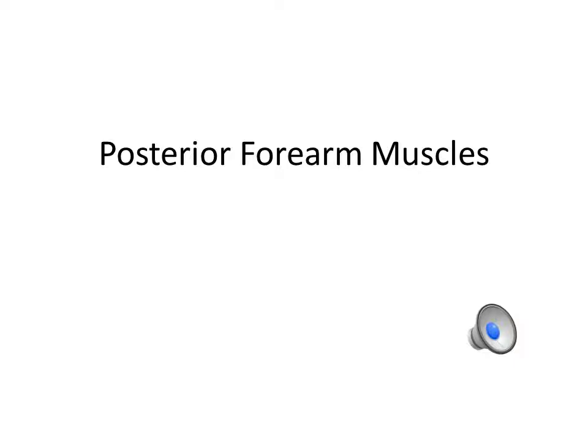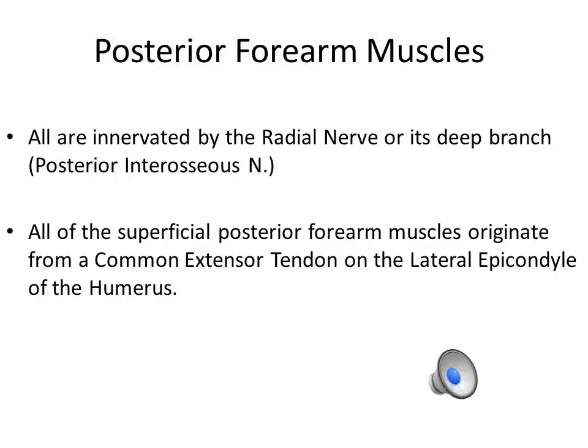Welcome to the lecture on posterior forearm muscles. All the posterior forearm muscles are innervated by the radial nerve or a deep branch of the radial nerve called the posterior interosseous nerve. All of the superficial posterior forearm muscles originate from a common extensor tendon on the lateral epicondyle of the humerus.